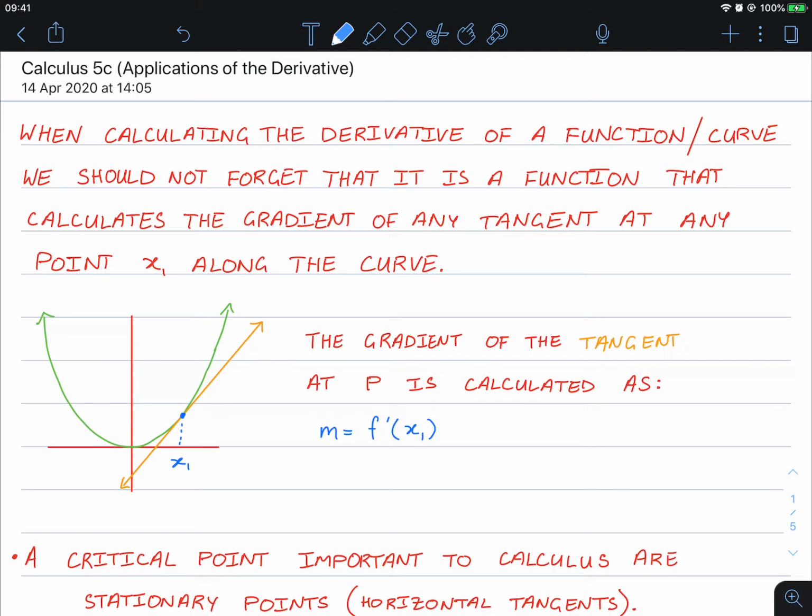Hello class, this is a continuation on calculus. In this video we will be looking at the applications of the derivative.